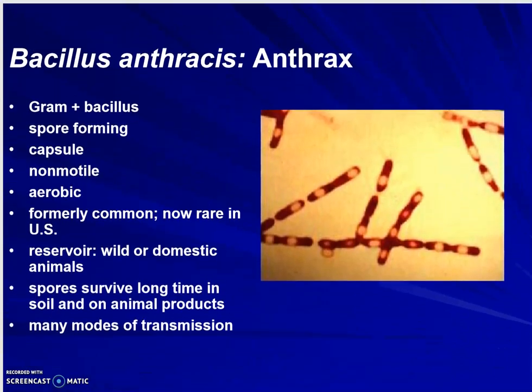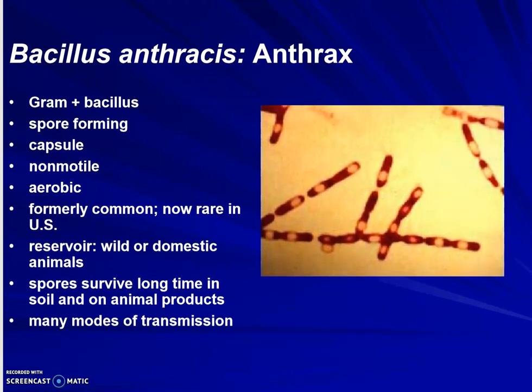Okay, our next pathogen is Bacillus anthracis, the cause of anthrax. This particular bacterium has caused some scares of bioterrorism and whatnot. It's a gram-positive bacillus, spore former, has a capsule, has no motility, is aerobic. And it used to be a fairly common bacterium, but it's rare in the United States, except if you get it as a powder, I guess, in the mail. Somebody's trying to do something bad.